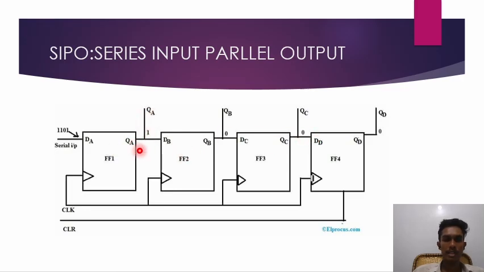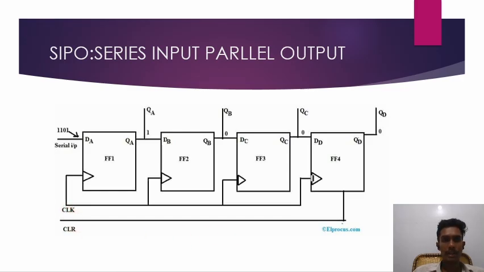QA is the output terminal of the first flip-flop, and it is connected in parallel like this, upwards. You can see how it is connected in parallel. Hence it is called series input parallel output, and CLK means clock.